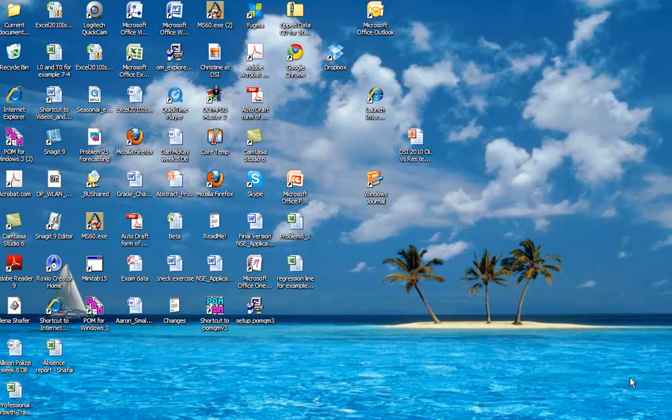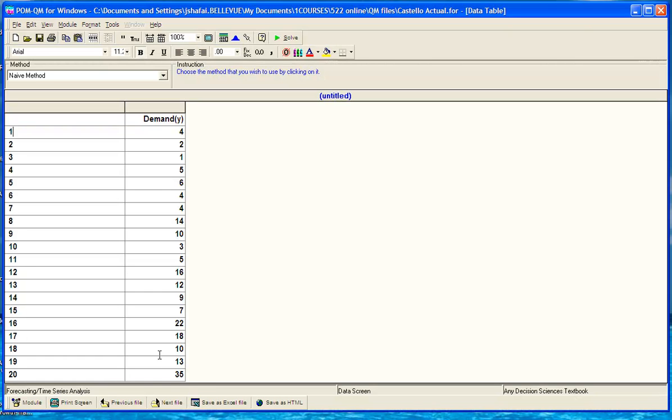For the multiplicative decomposition model that I showed you with manual calculations, I'm going to show you how the POM software will solve that problem. Here is the actual data. We have 5 years of quarterly sales. So 5 years times 4 quarters is 20, and so we have 20 quarters of information.